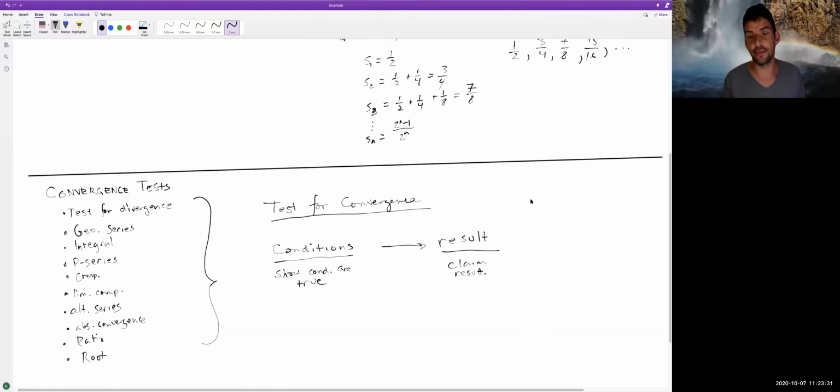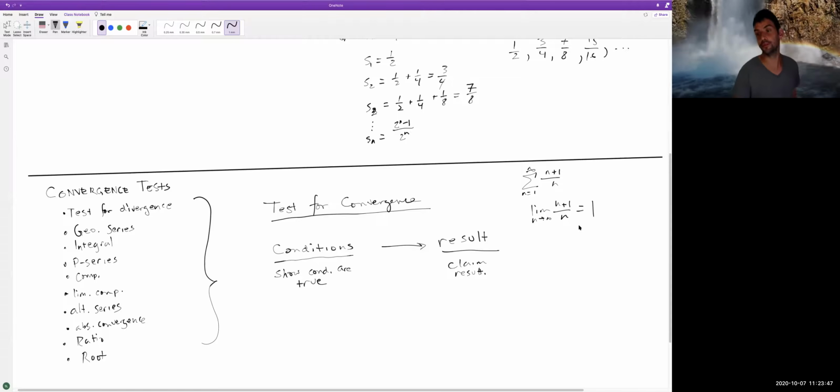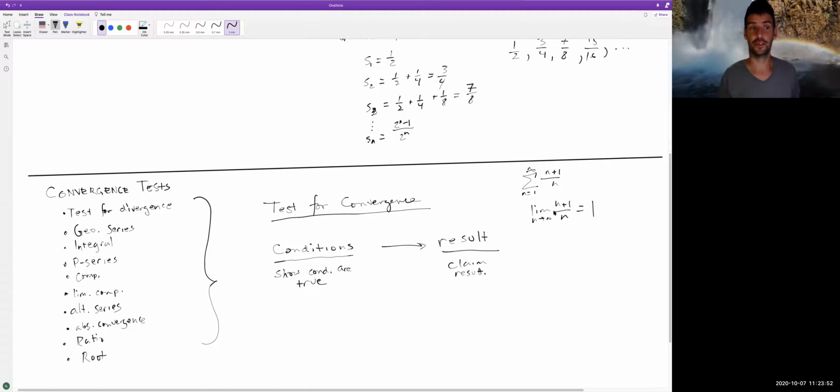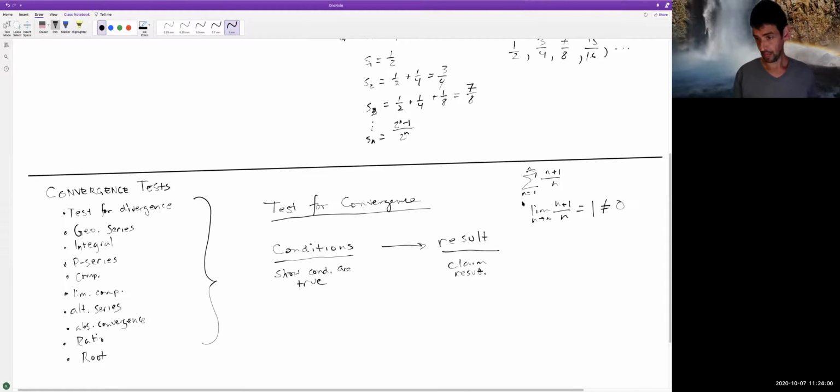So just a really quick example, if I have something like this series, I can use the test, and I want to know if it converges. There are many ways to do this limit, but this limit is 1. So now I've shown that the limit of the terms of the series does not equal 0, right? If I want to be really clear, I can remind everybody that 1 is not 0. And because I've shown that the conditions are true, therefore, the series diverges.